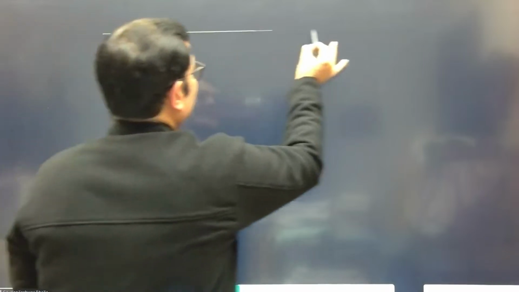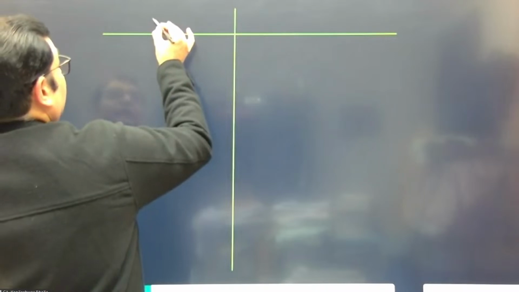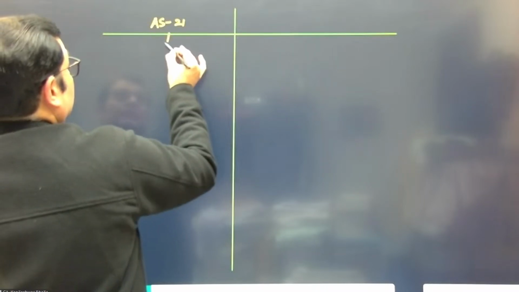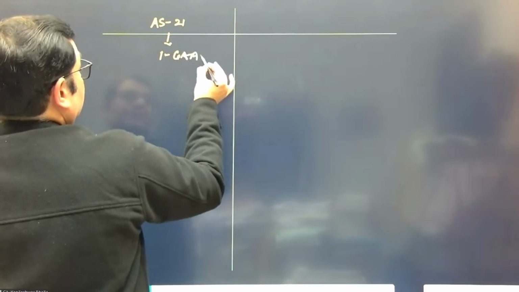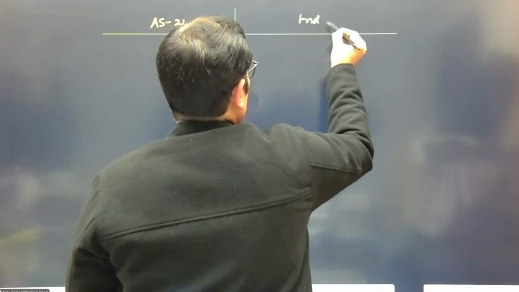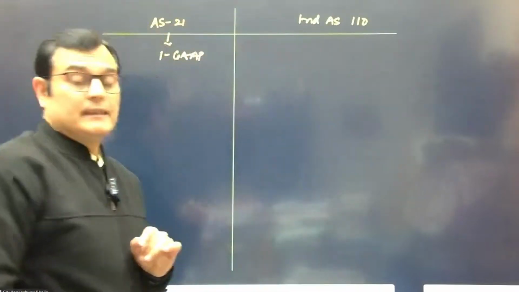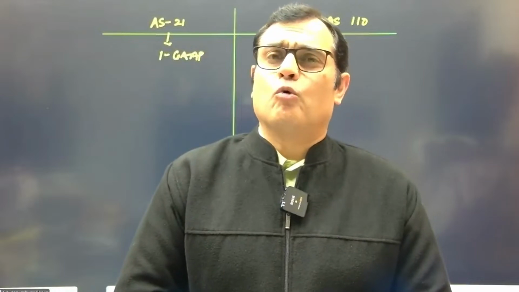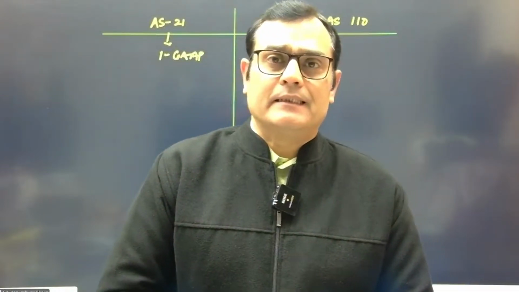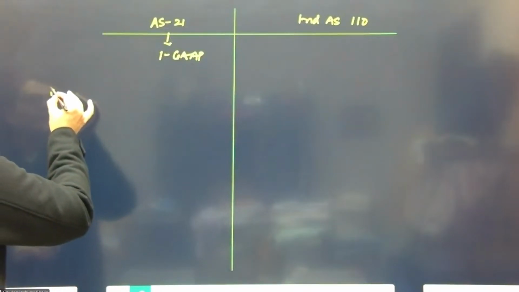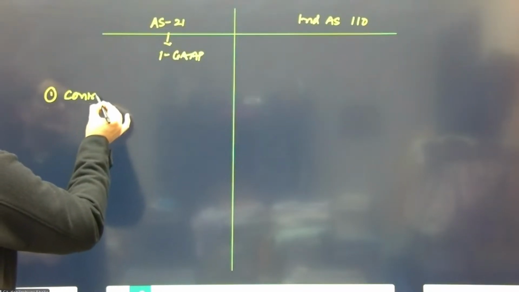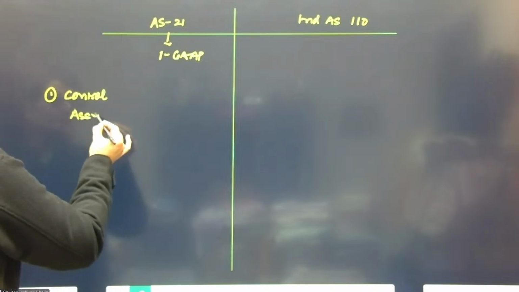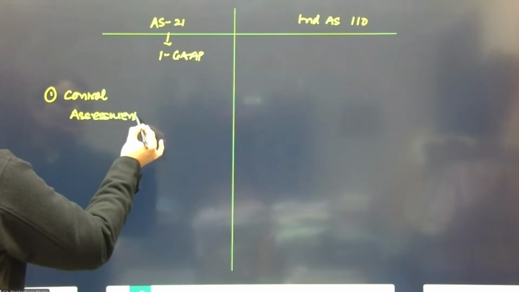Let's start with a basic difference in terms of IGAP. When I say IGAP, I'm looking at accounting standard 21. That's what we call IGAP, Indian GAAP. And in terms of Index, we've got Index 110. If somebody were to ask me to tell them some core differences between IGAP and Index, I would say the first core difference is with regard to control assessment.